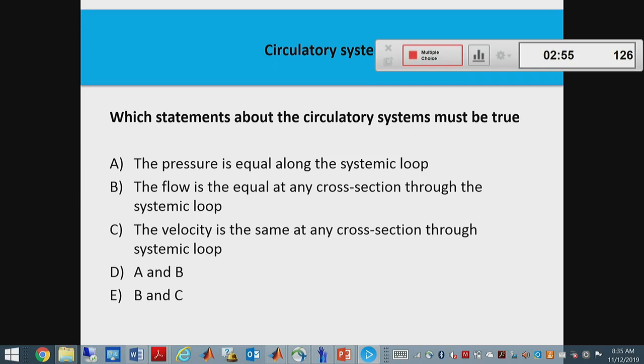Yes? Because flow is constant and cross-section area is not. So the cross-sectional area is not constant, okay? So where do we have the largest cross-sectional area in the circulatory system? The velocity is not necessarily related to the pressure difference, actually. Yeah, where's the largest cross-sectional area?